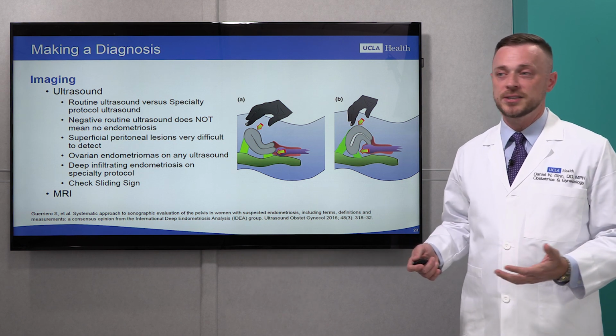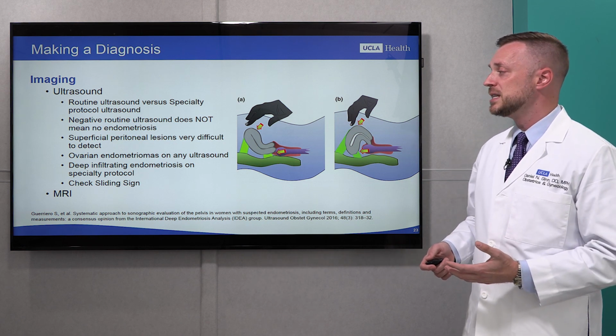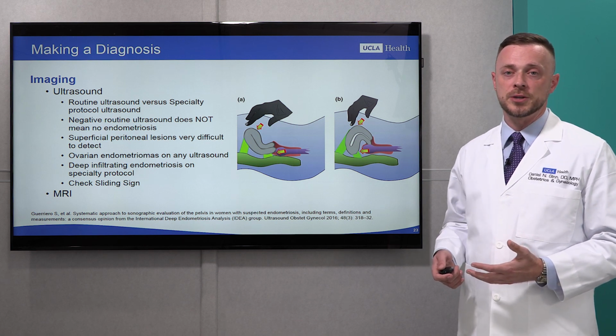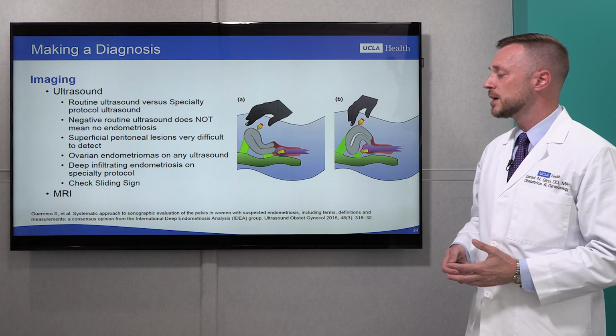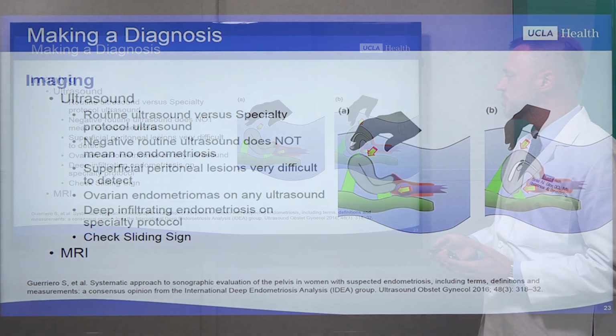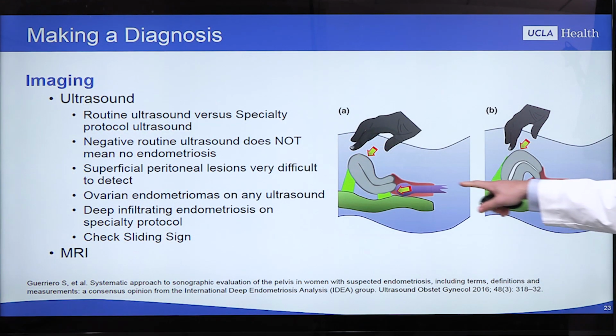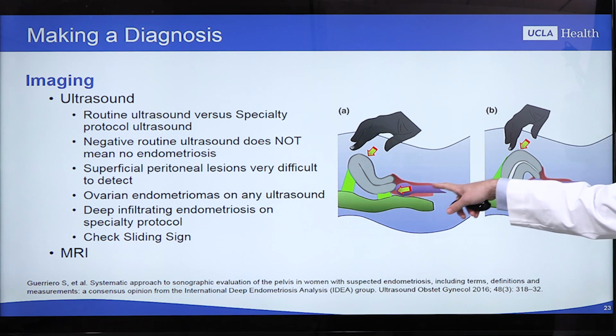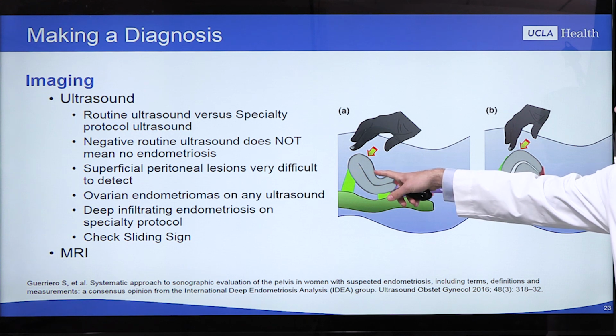We're really good at seeing cysts on ultrasounds of any kind. But deeply infiltrating endometriosis typically is not seen unless we're working through a specialty protocol. And we check something called a sliding sign. This illustration shows that. What you see here is this purple area is the probe of the ultrasound itself inside the vagina. The uterus is here in gray.